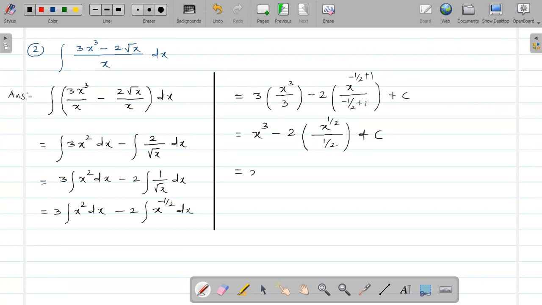Now again rewrite the term. So x cube minus 2 into, upon 1 by 2 means into 2, into x raised to 1 by 2, plus constant. See the terms carefully, and hence we get x cube minus 4 into x raised to 1 by 2, which means root x, plus constant. So this is the final answer. So the integration of the given example is x cube minus 4 root x plus c.